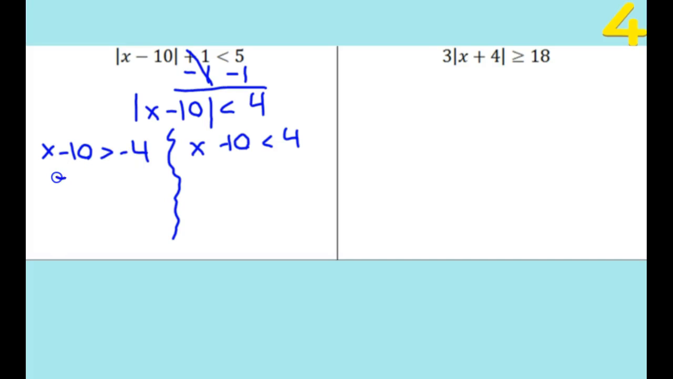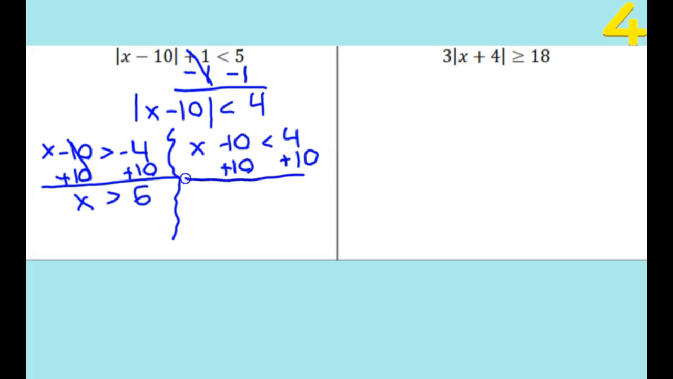So when we get x by itself, we need to add 10, because it's the opposite of minus. What we're left with is x is greater than negative 4 plus 10, which is positive 6. Here we have to add 10, just like on the other side. x is going to be less than 4 plus 10, which is 14.